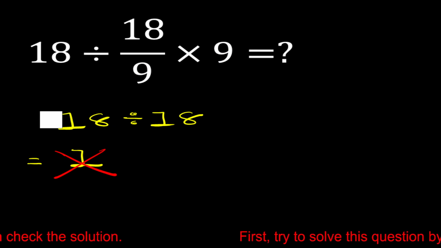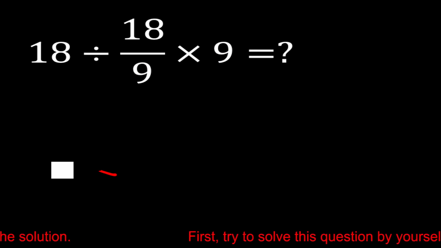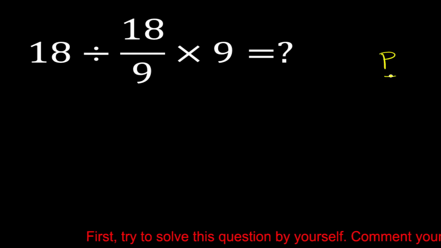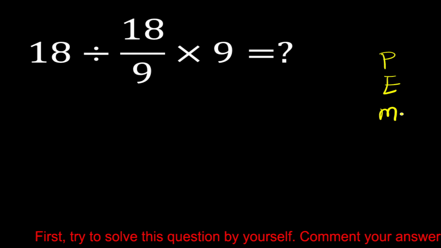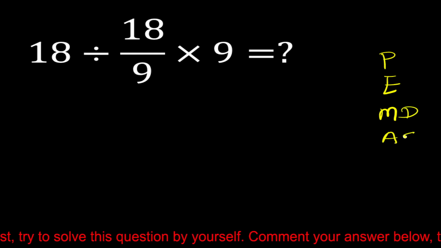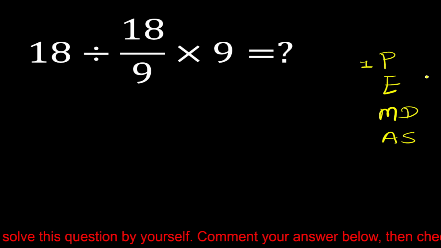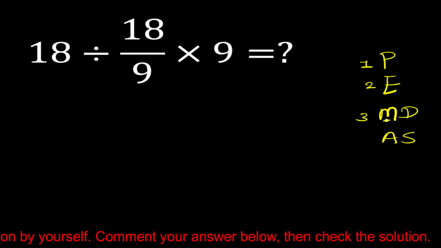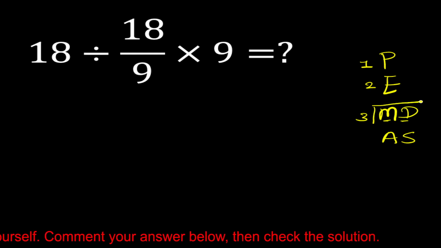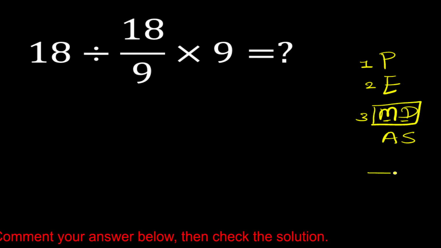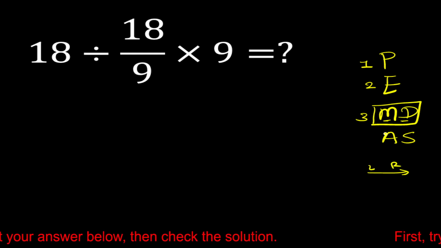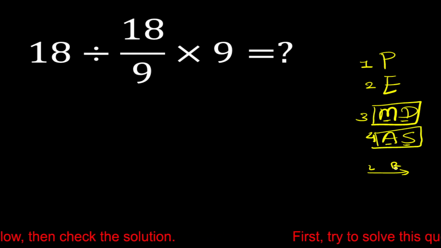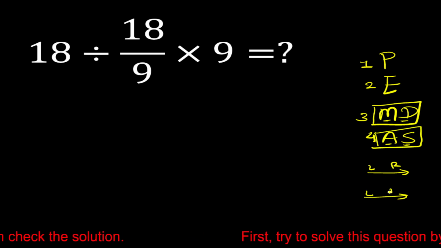So now let's solve this problem correctly by using the PEMDAS rule. According to PEMDAS, first priority is parentheses, second priority is exponents, third priority is multiplication and division. Here multiplication and division both have equal priority, so we have to solve it from left to right. Fourth and last priority is addition and subtraction.